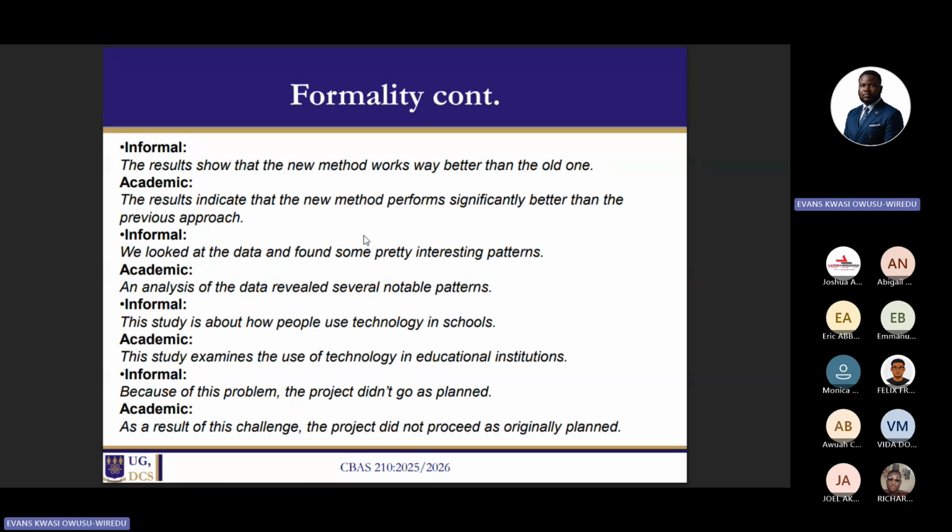And this is an example. These are some of the examples. An example of an informal sentence is: "The results show that the new method works way better than the old one." When you look at it, what makes it informal would be, number one, the choice of words.